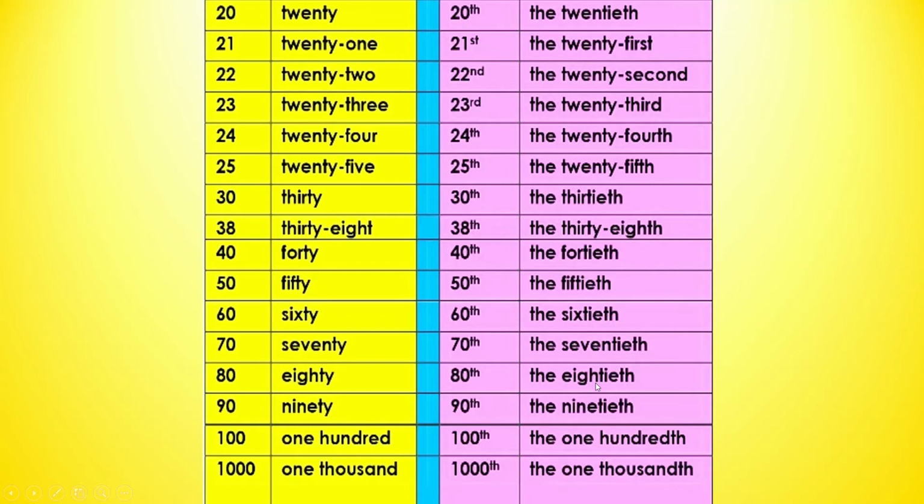the 80th, 90, the 90th, and 100, the 100th, 1000, the 1000th. Okay, you will know that the ordinal number adds the letters th to make the th sound. Okay, and don't forget to put the word the into the ordinal numbers.